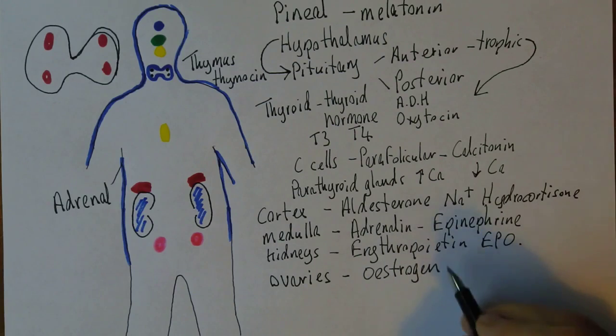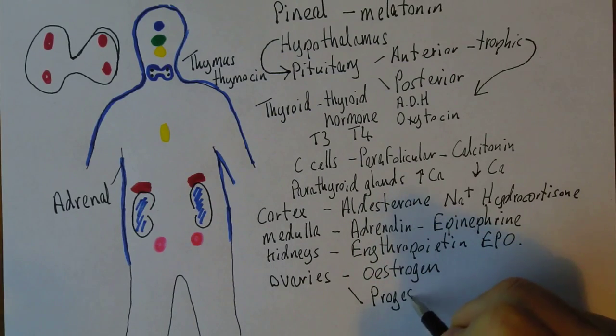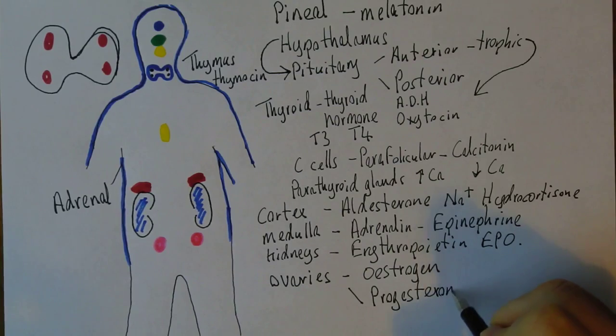And the estrogen also stimulates the development of the endometrium in the first half of the menstrual cycle. The other main hormone produced by the ovaries is progesterone, which maintains the endometrium and of course is important in pregnancy.